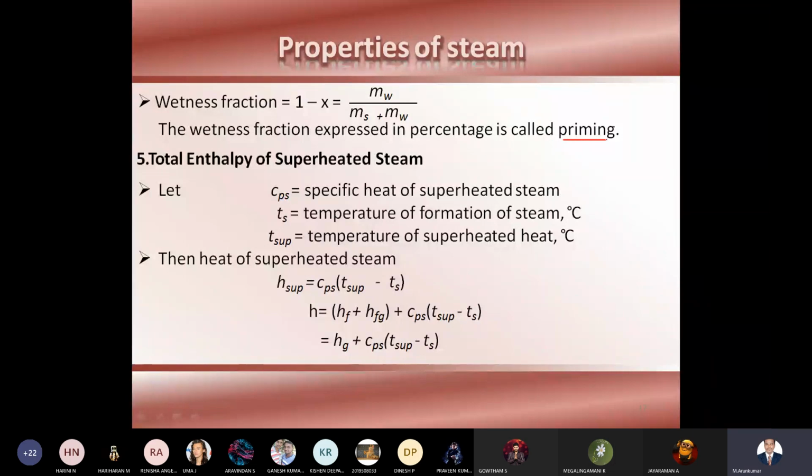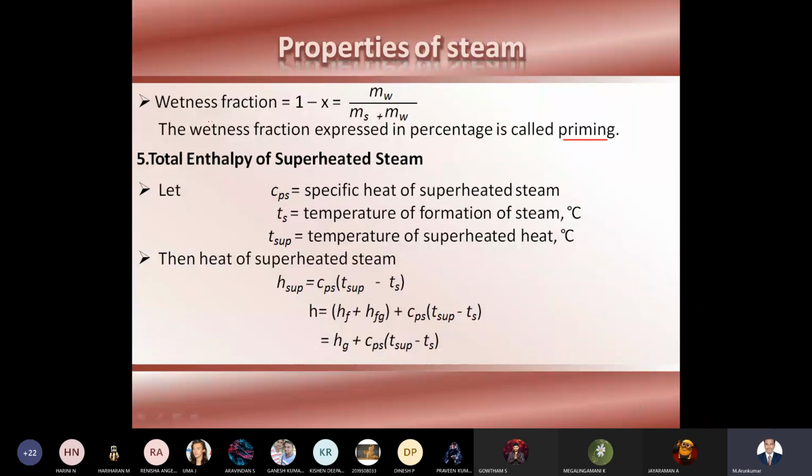So if the steam is dry steam, we can get the dryness fraction. If it is a mixture of wet steam and dry steam, we can get the dryness fraction and wetness fraction. If you want to calculate the priming, you have to find the opposite of the dryness fraction, that is called the wetness fraction.